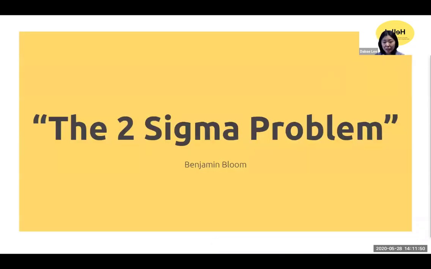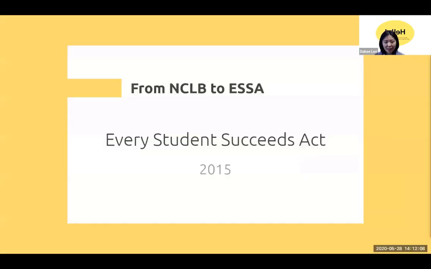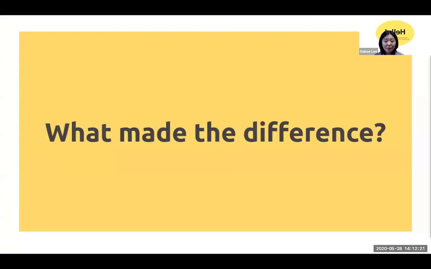He referred to this as the 2 sigma problem, that our one-size-fits-all system is holding back students whose academic performance can improve by 2 sigma. He believed that by changing our educational system, we can solve this 2 sigma problem. This is the theoretical background of the Every Student Succeeds Act of 2015 that has replaced NCLB. Then what made the difference?